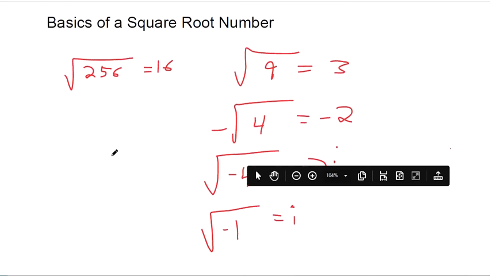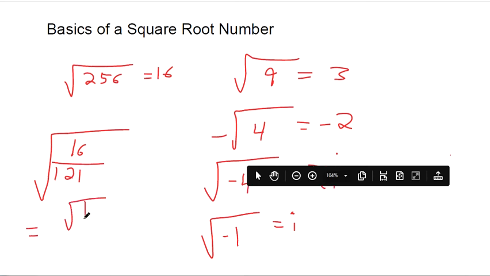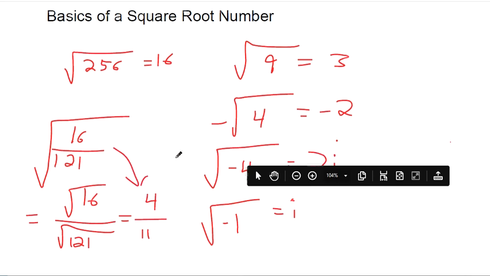Okay, let's do a few others. Basics of square roots. You got the square root of like 16 over 121. Because it's an exponent, you could use the properties of exponents. If it's a monomial, that means you can just apply the exponent to each of the top and the bottom. So see how I went from here to here? I can make two separate little square roots. And the square root of 16 is 4. The square root of 121 is 11. So that's our final answer.